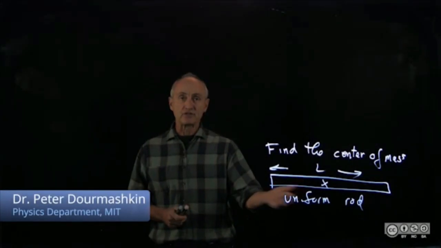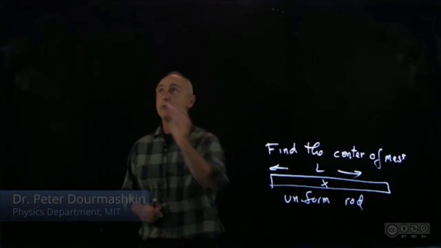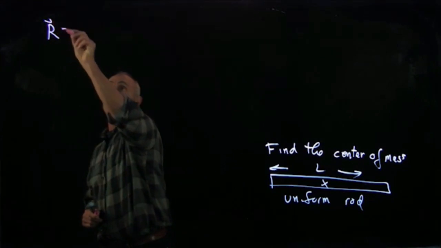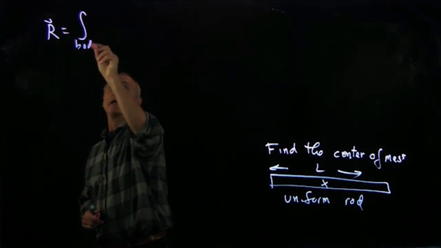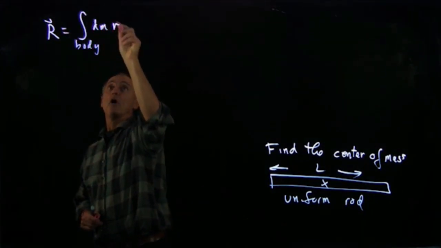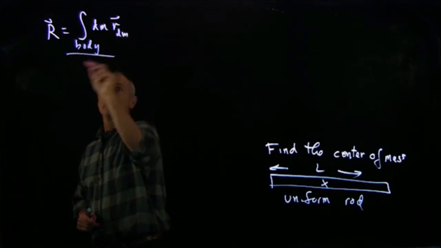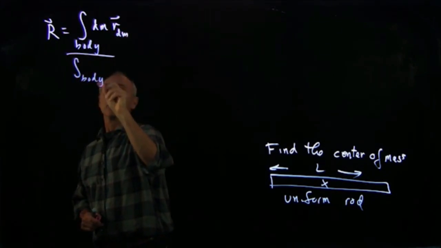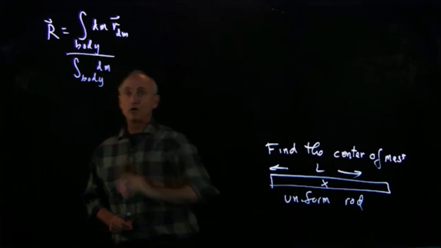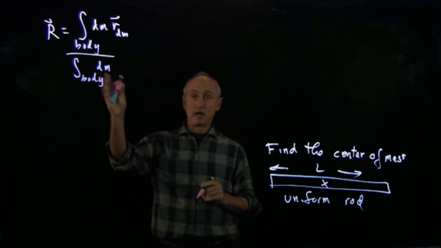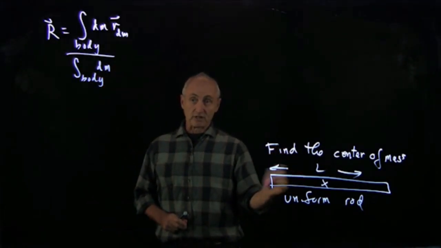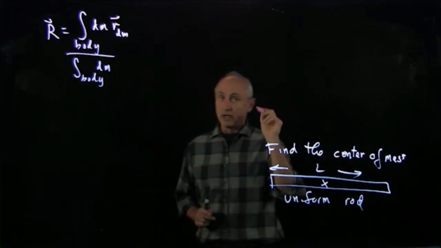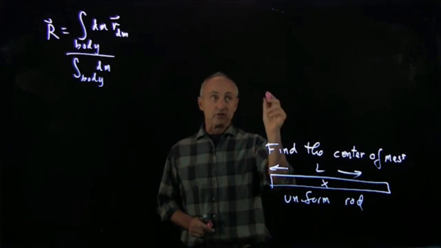So now we want to find the center of mass of a uniform rod, and we have the result for a continuous body, which is an integral over the body of dm r, where dm is that mass element, divided by an integral of dm. Now our goal is to figure out how to apply this result specifically to real physical objects. And the key, as always, is choosing a coordinate system.